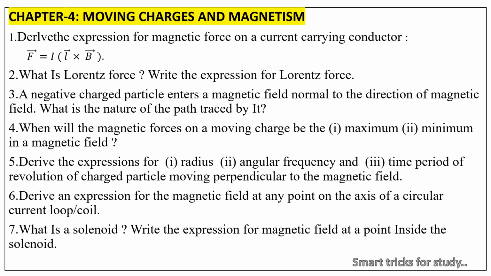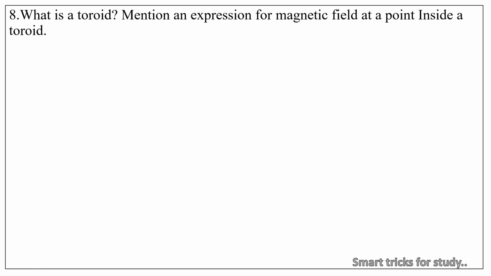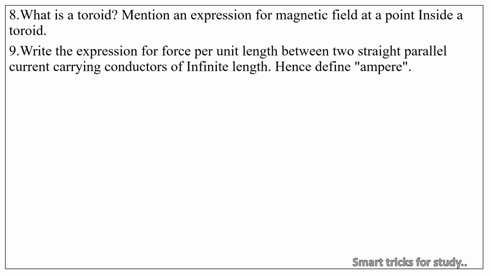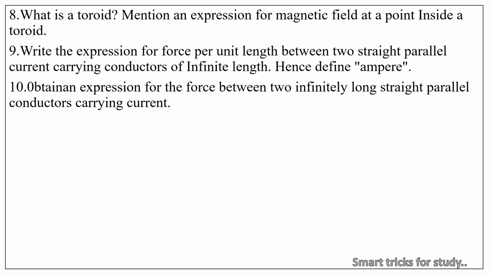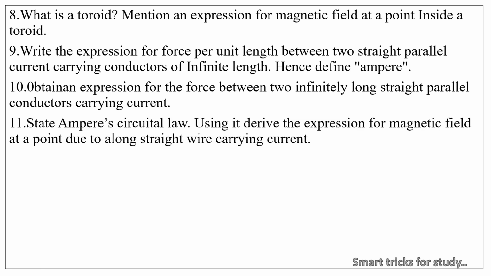7. What is a solenoid? Write the expression for magnetic field at a point inside the solenoid. 8. What is a toroid? Mention an expression for magnetic field at a point inside a toroid. 9. Write the expression for force per unit length between 2 straight parallel current-carrying conductors of infinite length. Hence define ampere. 10. Obtain an expression for the force between two infinitely long straight parallel conductors carrying current.